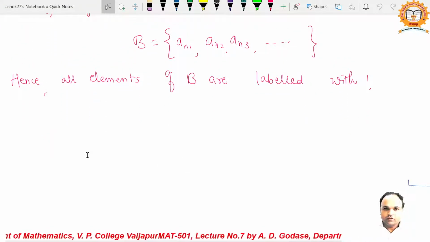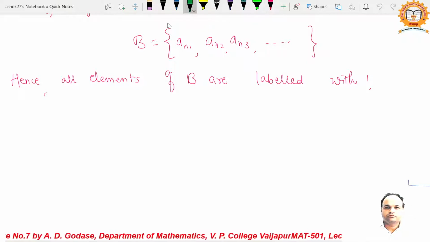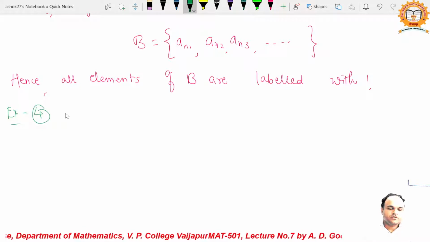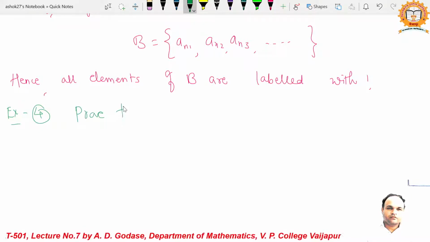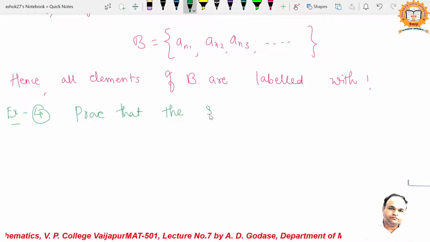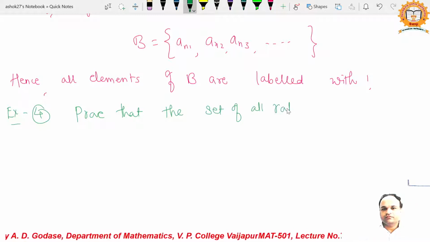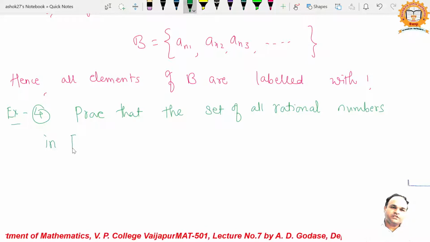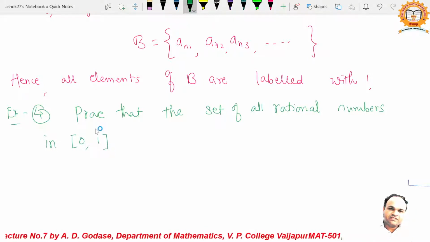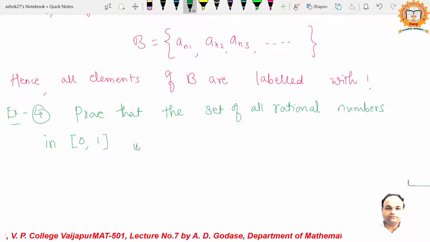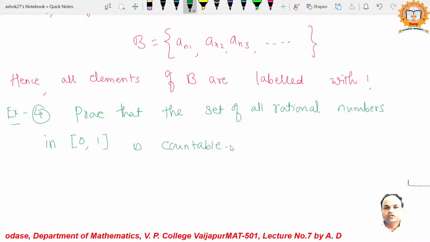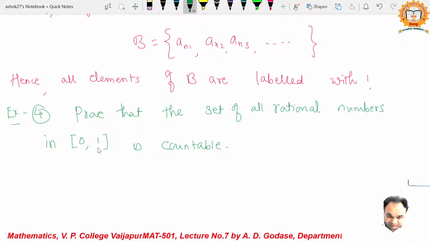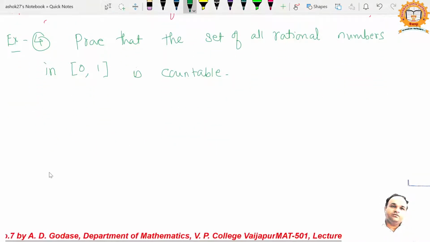So next example, that is example number 4. The set of all rational numbers in the closed interval 0, 1 is countable. So that is beautiful. The set of all rational numbers in the closed interval 0, 1 I've counted. So we'll solve this problem, and you'll solve this problem using the last example.